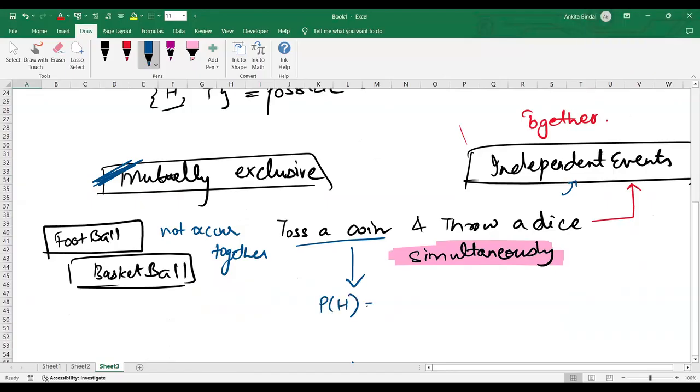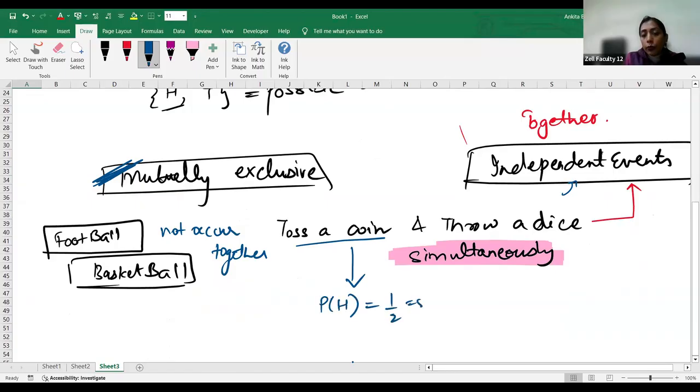50%. So can I write 1 by 2, or 50%? Yeah, 1 by 2 or 50%. And what is the probability of getting number 5 on the dice?